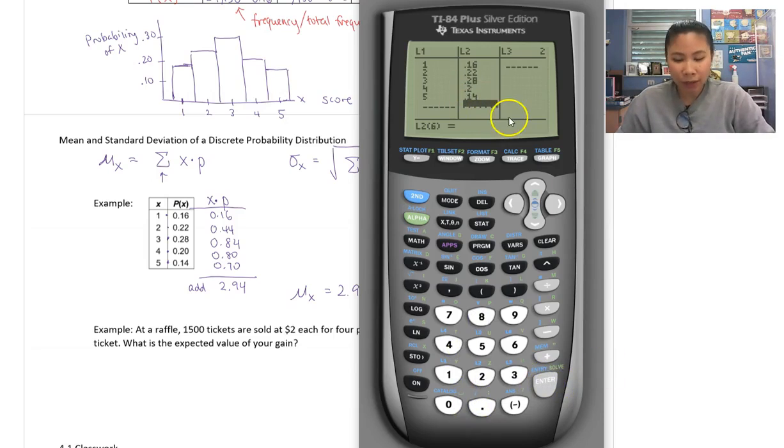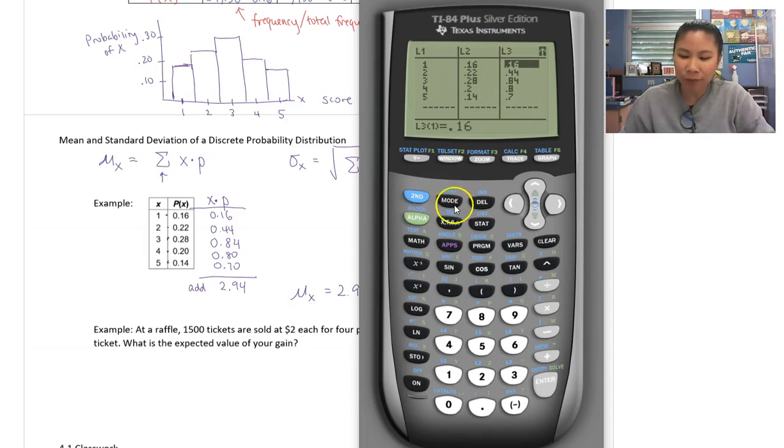Okay, so to calculate the mean, you know how we multiplied our X values with our probabilities? Well, if our X values are in L1 and our probabilities are in L2, then when I highlight L3, I can just type in L1 times L2, and that'll take my X's times my P's for me. When I do that, I get all the numbers that I got from multiplying. And then we wanted to add this up really quickly by using that sum feature in our calculator.